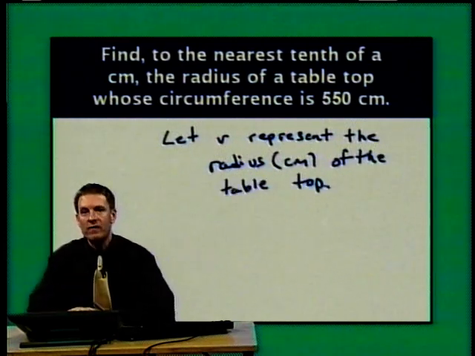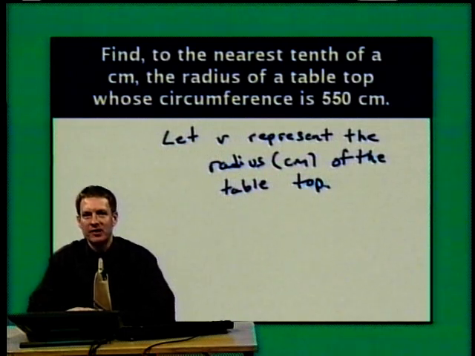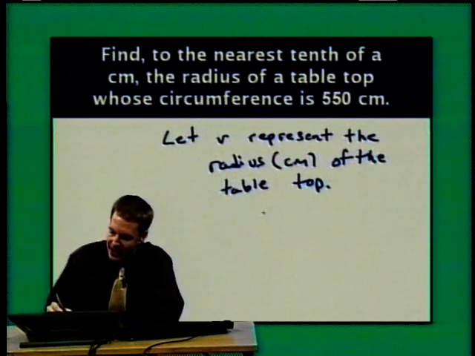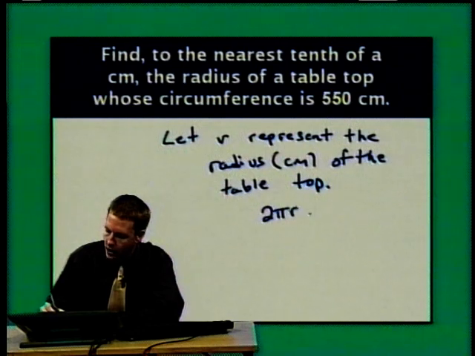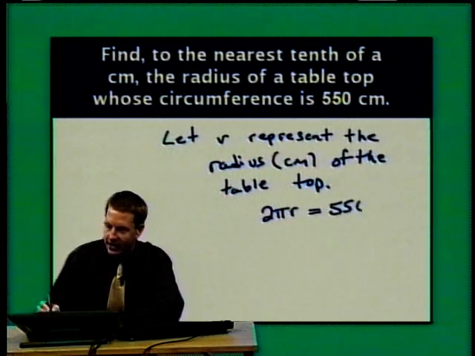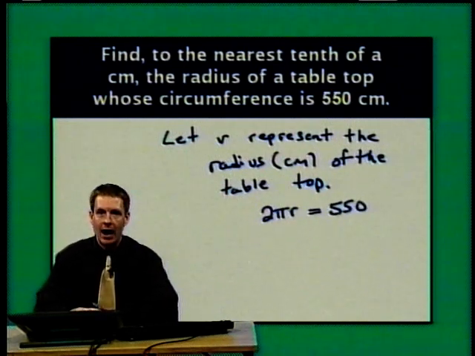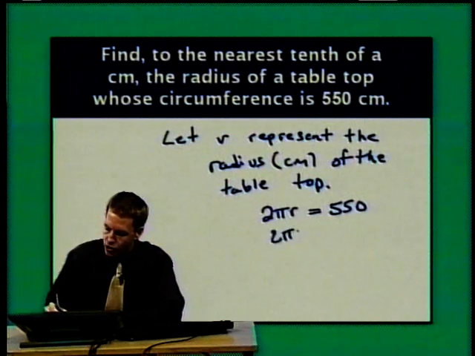One of our formulas for circumference was 2 pi r. So it must be the case that 2 pi r equals 550. I can isolate r by dividing 2 pi from both sides of the equation.